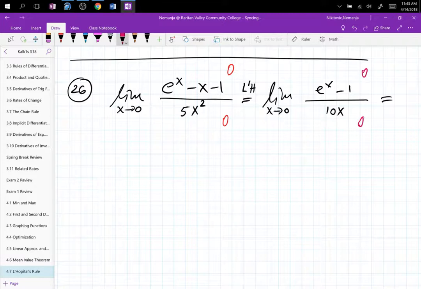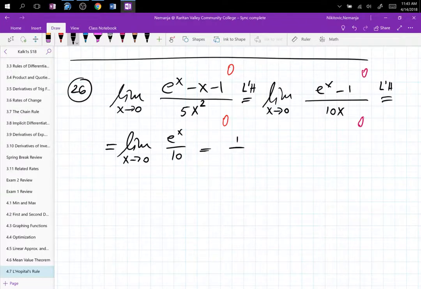Because e to the 0 is 1, 1 minus 1 is 0. So that's that. So we can do the L'Hopital again. Don't forget to write limits. And we get e to the x over 10. And the whole thing works out to be 1 over 10, because now you plug in 0 for x and you actually get a number. And that's when the limits are done.